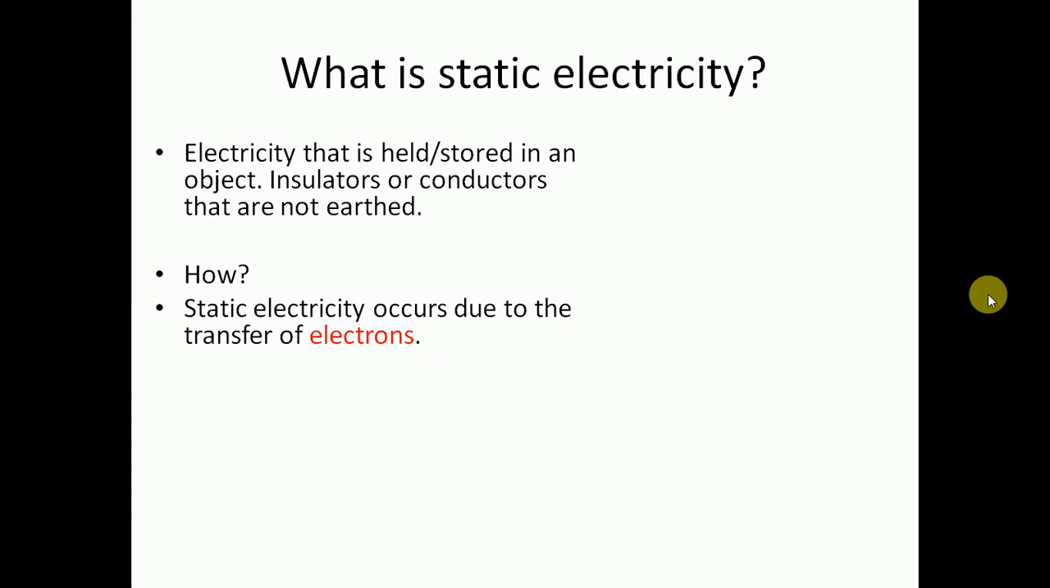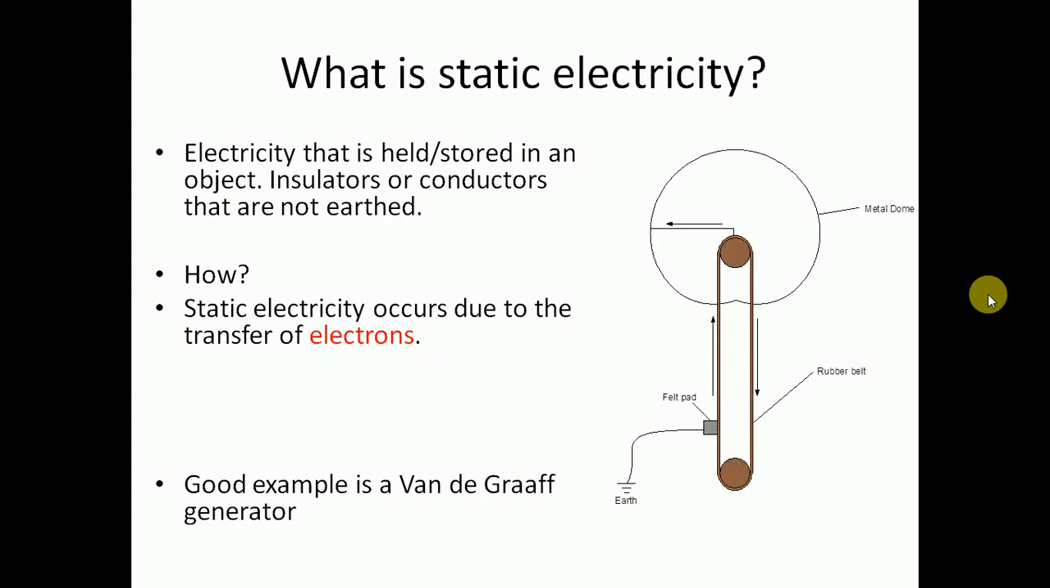A good example of static electricity is a Van de Graaff generator. A Van de Graaff generator looks a little bit like this, and it is something that you may remember from lessons. It is a metal ball which you hold with a hand or any skin. As the Van de Graaff generator is turned on, your hair starts to stand up. And then if somebody touches you, then you get an electric shock.